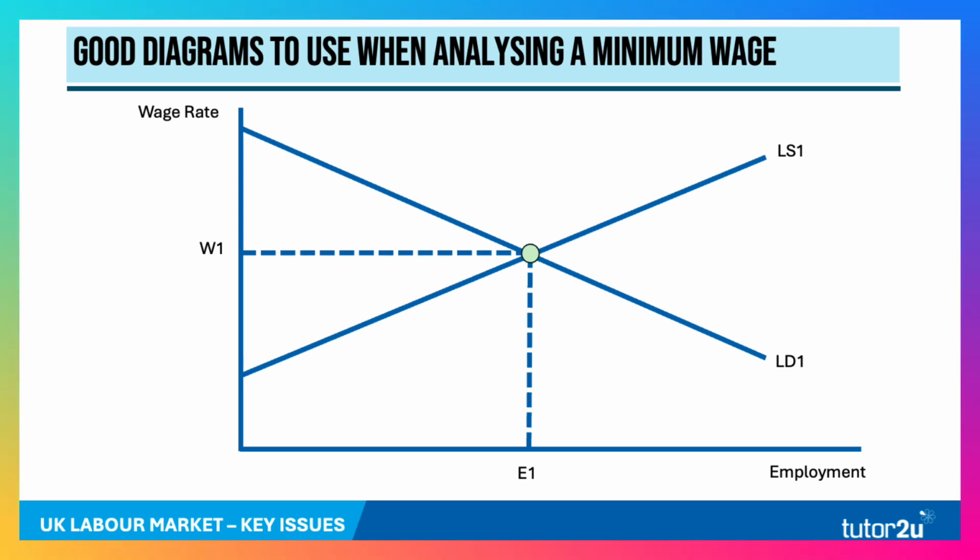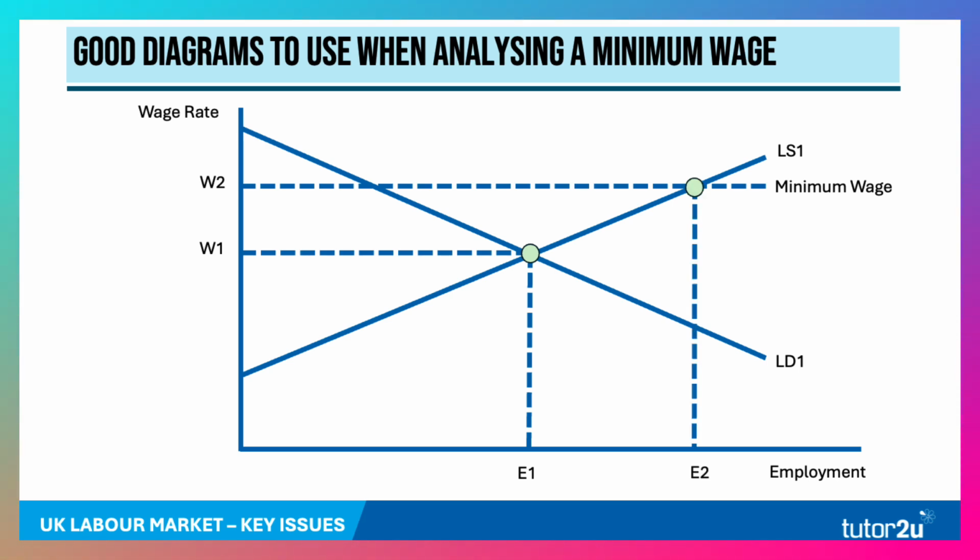For a minimum wage to be effective, of course, it must be set above the free market wage. So W2 could be a minimum wage. And again, in theory, that encourages more people to offer themselves for work. It improves labour incentives, but it can cause a contraction of labour demand from E1 to E3.